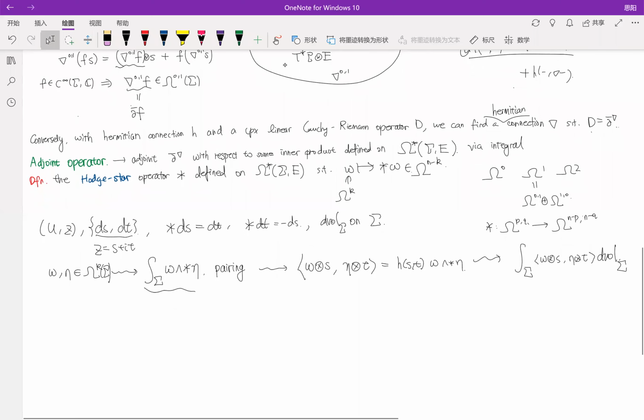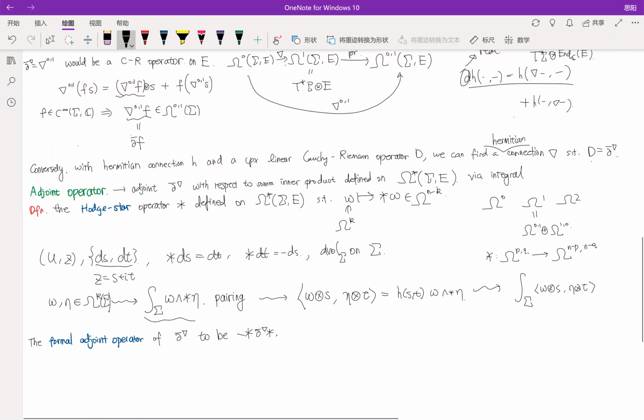So with this Hodge-star operator, we can define the formal adjoint operator of the Cauchy-Riemann operator. Oh, okay. I think in the last there is no volume form because it's already top degree. Oh yes, this is just integration. Yes, this is integration.